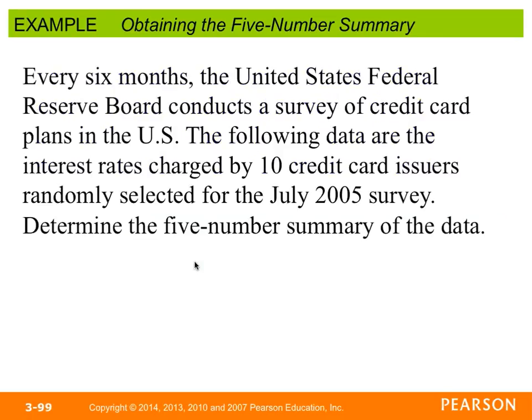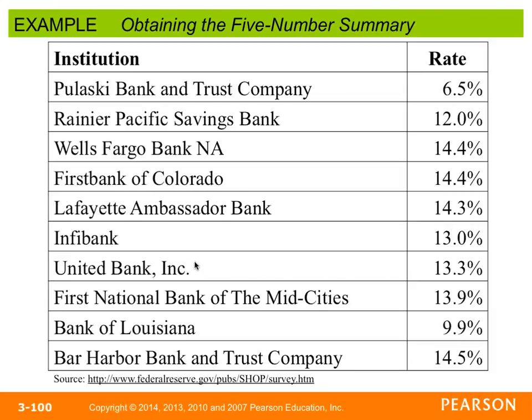Every 6 months, the United States Federal Reserve Board conducts a survey of credit card plans in the US. The following data are the interest rates charged by 10 credit card issuers randomly selected for the July 2005 survey. Determine the 5-number summary. So here we have our rates here.